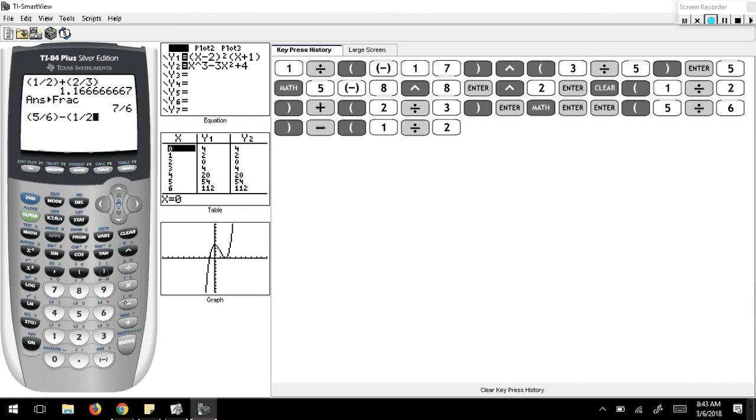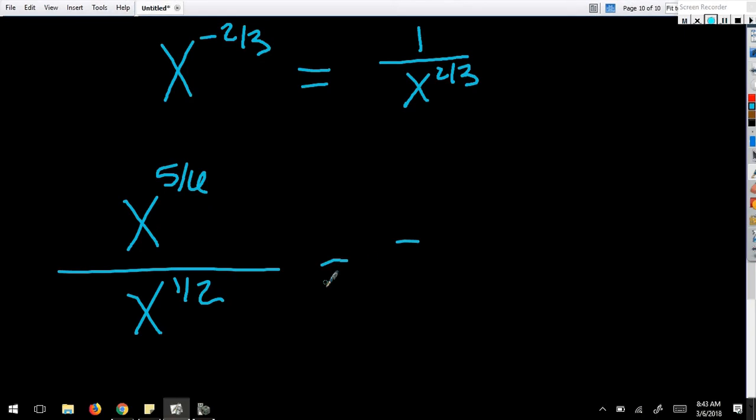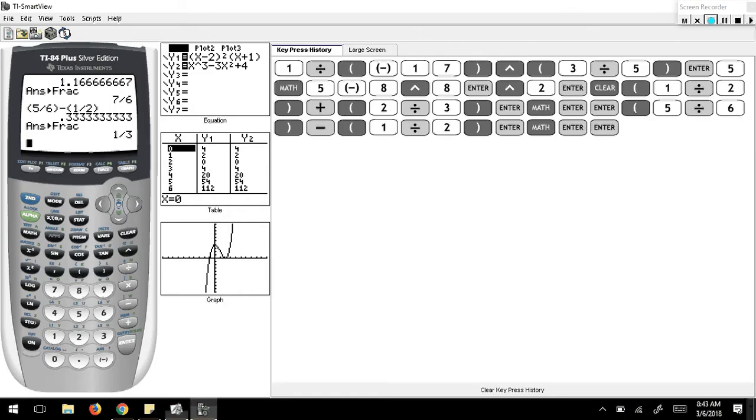Much easier and quicker than having to go through and find. It's 1/3. No, it's 1/3. Actually, it's 1/3. I got 5 over 3. What just happened? 5/6 minus 1/2 is 1/3. Did everybody get 1/3?